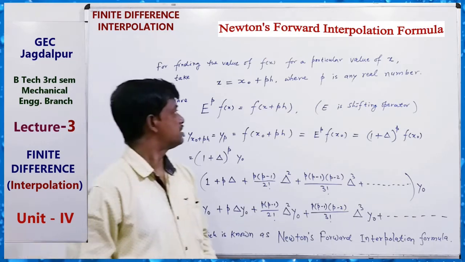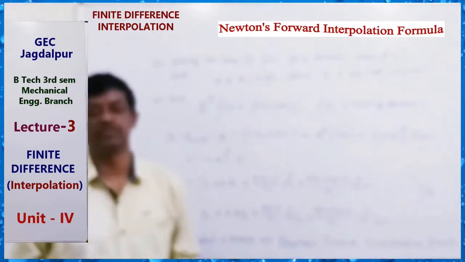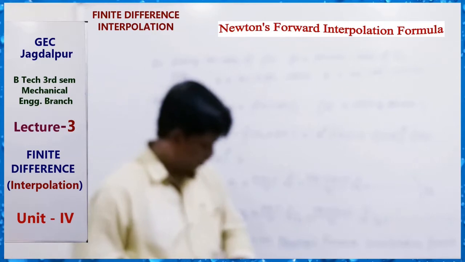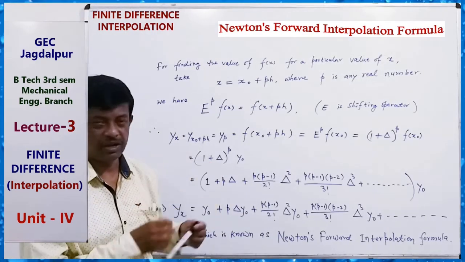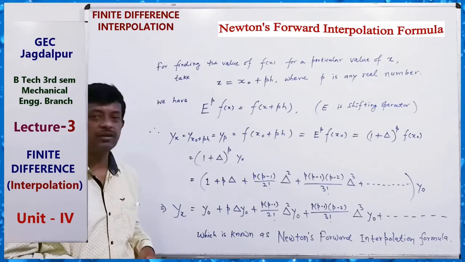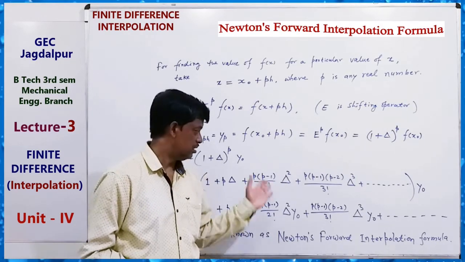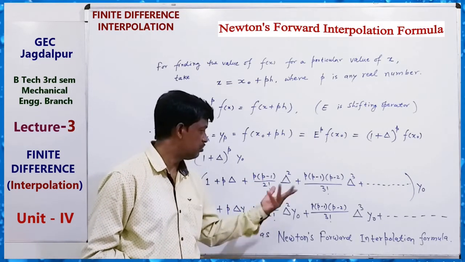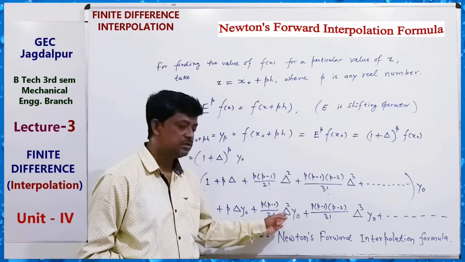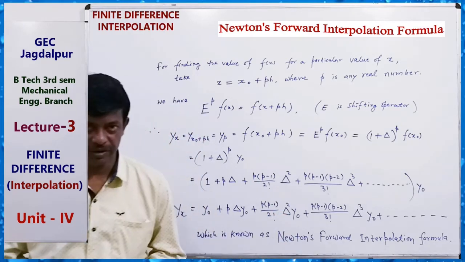In a similar fashion, we can find Newton's backward interpolation formula. Newton's backward interpolation formula is based on backward differences; the forward formula contains the forward delta operator, and the backward interpolation formula contains the backward delta operator. Okay.